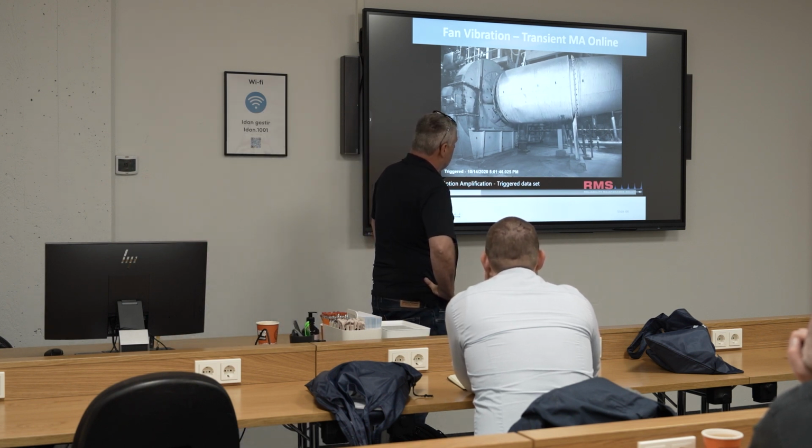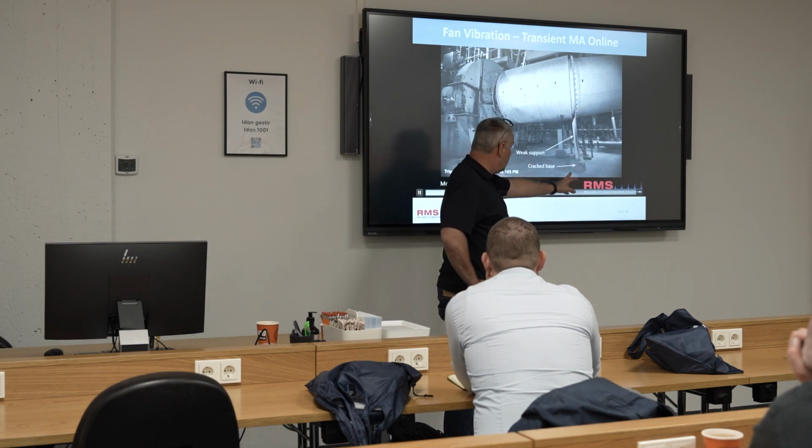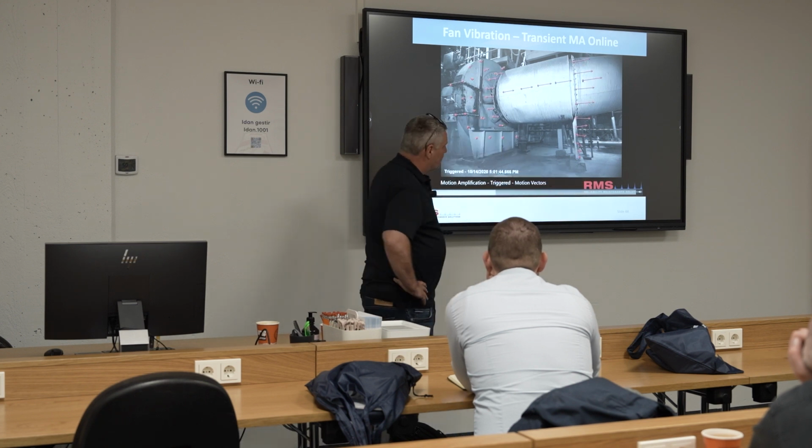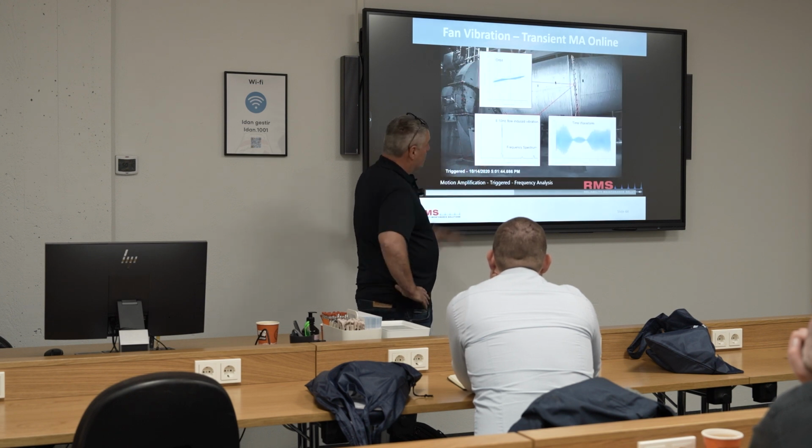Was it a function of the flow rate? The flow rate and the resonant frequency of the weak support, and there was a crack in this base. Obviously we've highlighted it here, but at the time you couldn't see it. By putting the motion vectors on, you can see the different amplitudes and how it's moving. But it was only at a certain flow rate that this occurred.